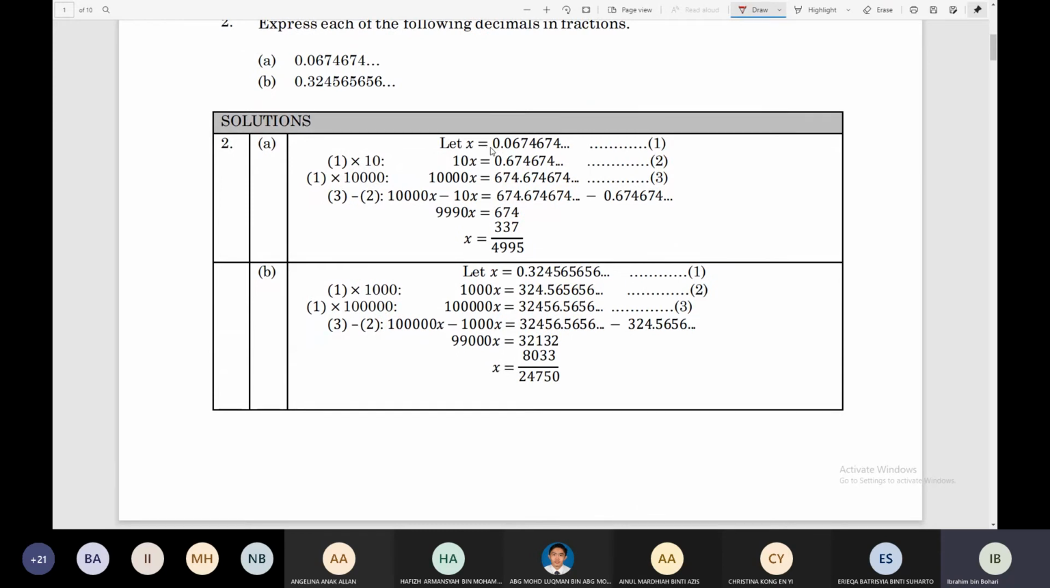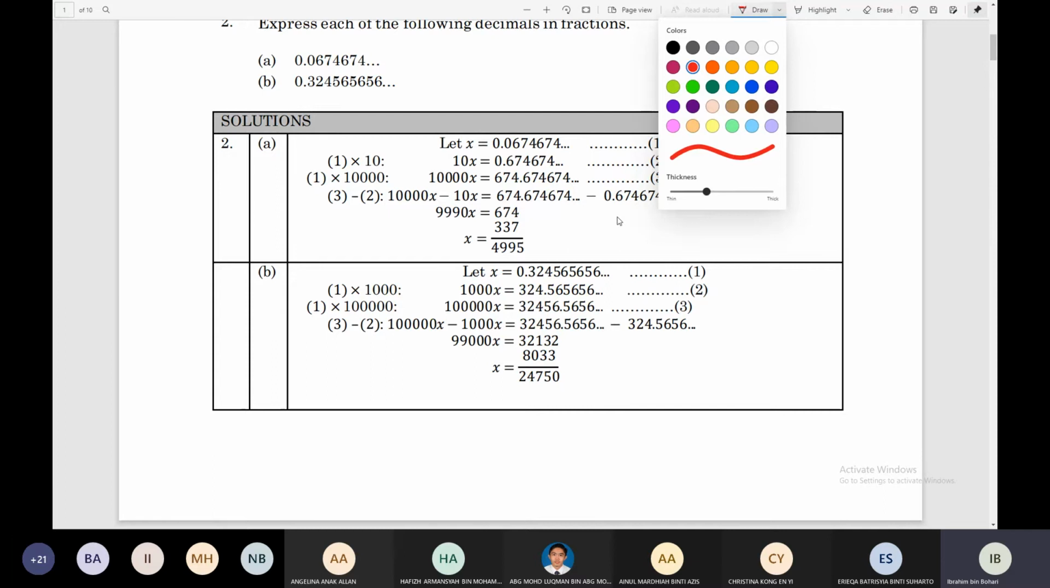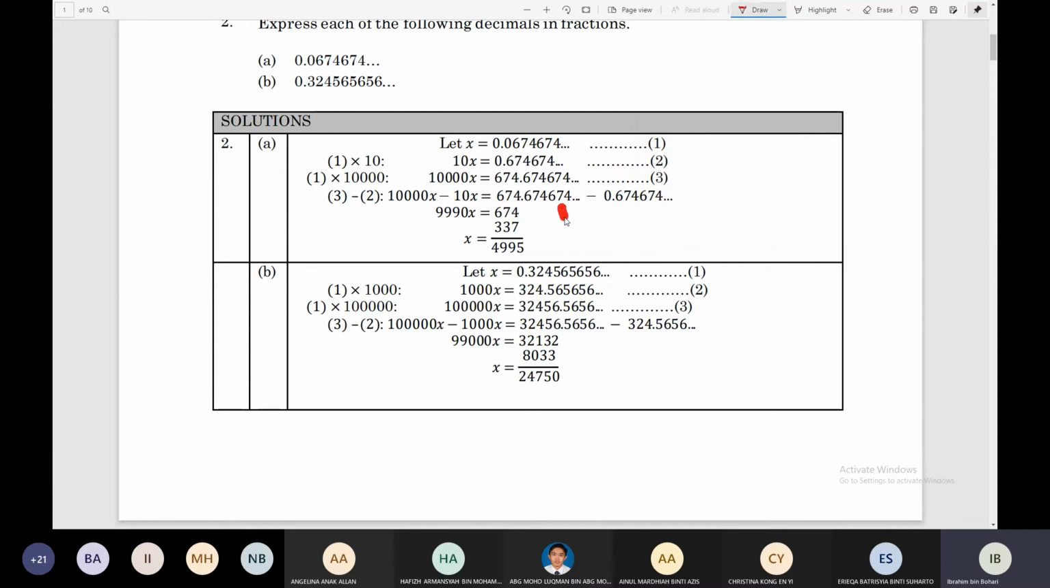x equals 0.0674674... is the first equation. The second equation is 10x. The third equation is 10,000x. And last you find the value of x. You can do the same. I think there is no problem. Check answer.